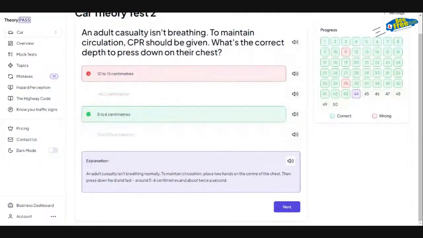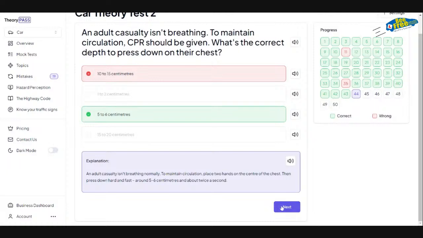Oh, it was 5 to 6. There we go. I got it wrong. And it says an adult casualty isn't breathing normally. To maintain circulation, place 2 hands on the center of the chest and press down hard and fast around 5 to 6 centimeters and about twice a second. Okay, there we go. We keep learning.